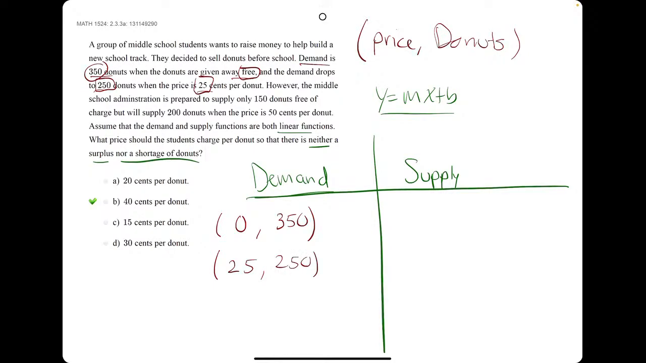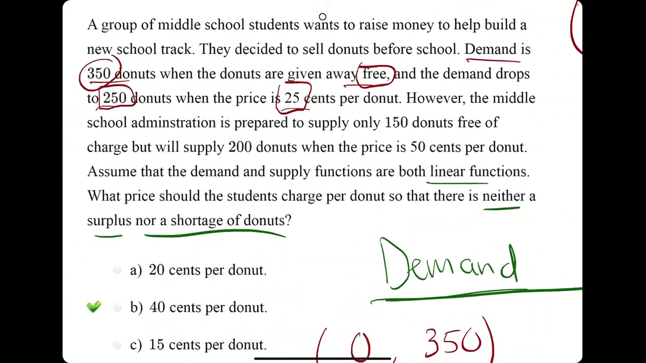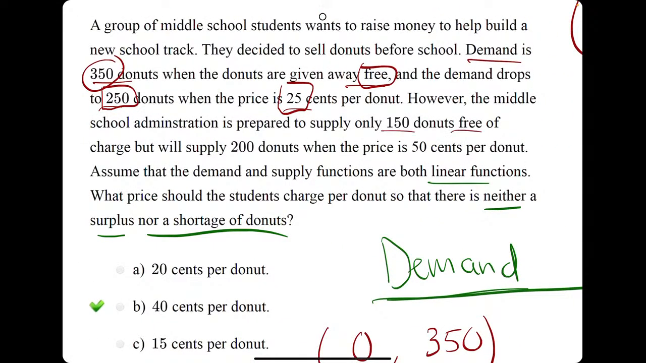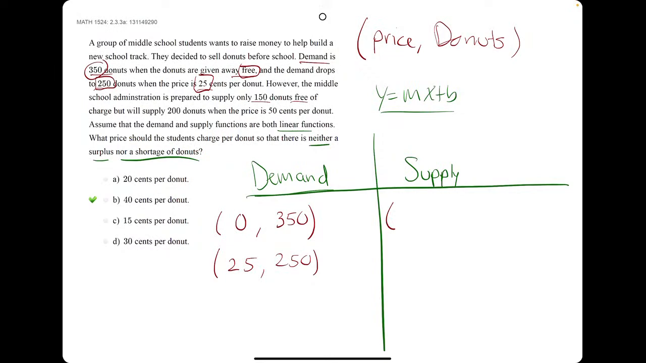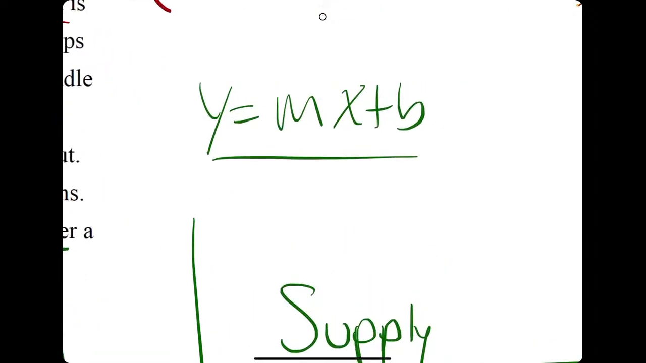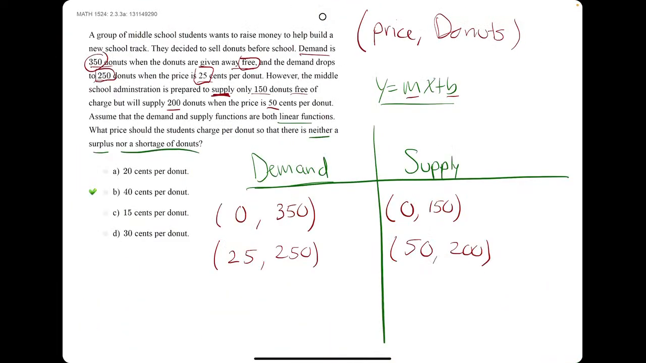And just for fun, let's go ahead and identify the supply ordered pairs. 150 donuts free means that for supply, we have 0, comma, 150, and then 50, and 200. So 50 cents corresponds to 200. So then from these ordered pairs, we should be able to find the slope and the y-intercept.